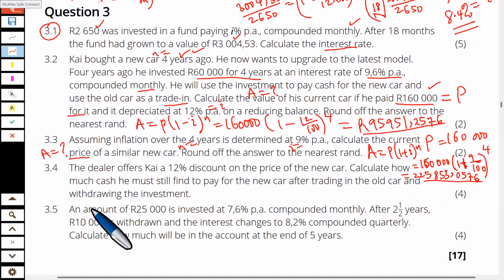It's just rounding off. Right, if you look at 3.4, the dealer offers Kai a 12% discount. Now this is very interesting: the percentage normally appears as a rate, but it's not per annum, it's a discount on the price of the new car. Calculate how much cash he must still find to pay for the new car after trading in the old car and withdrawing the investment.